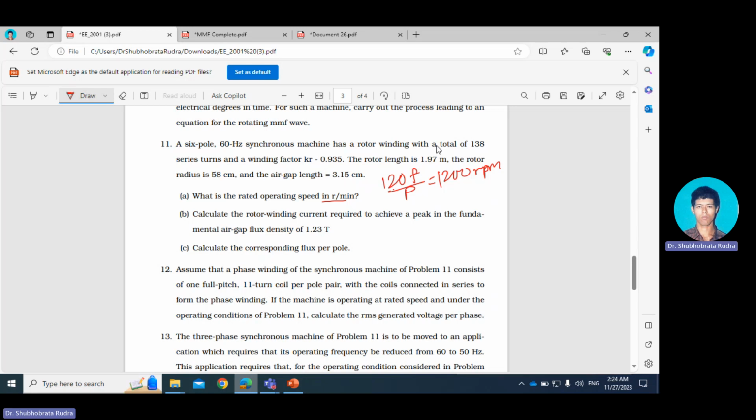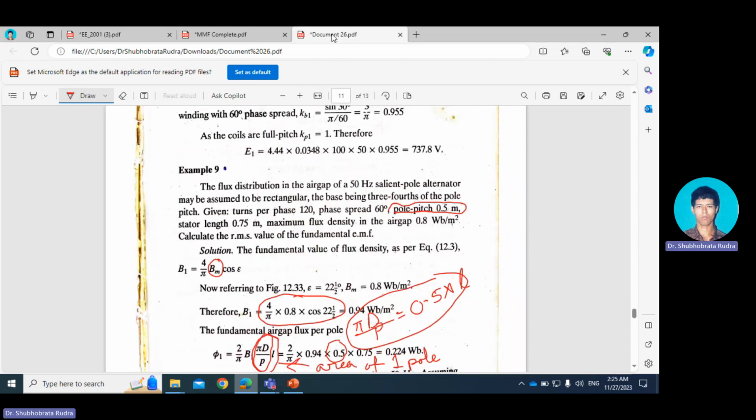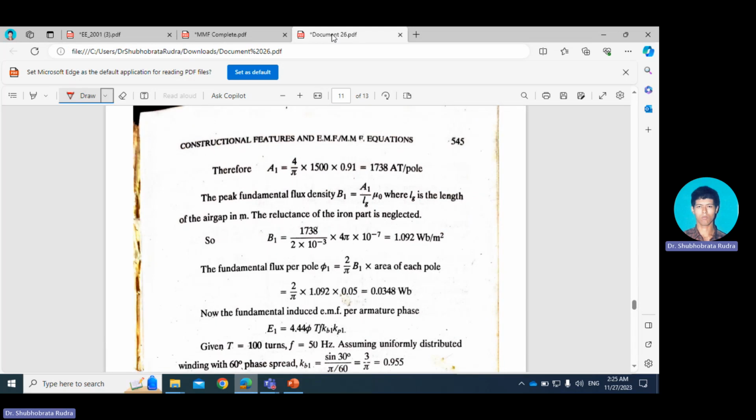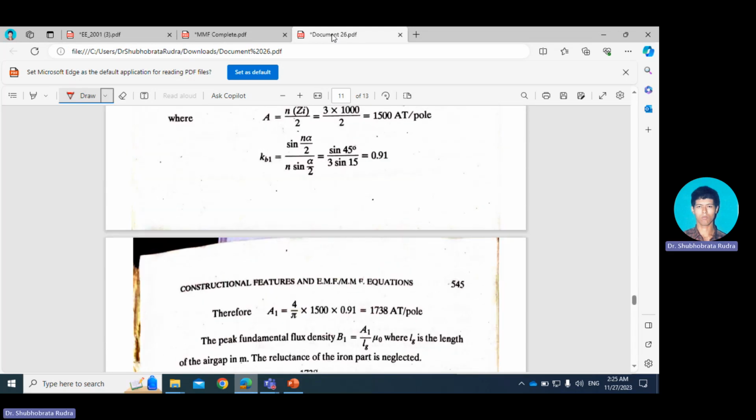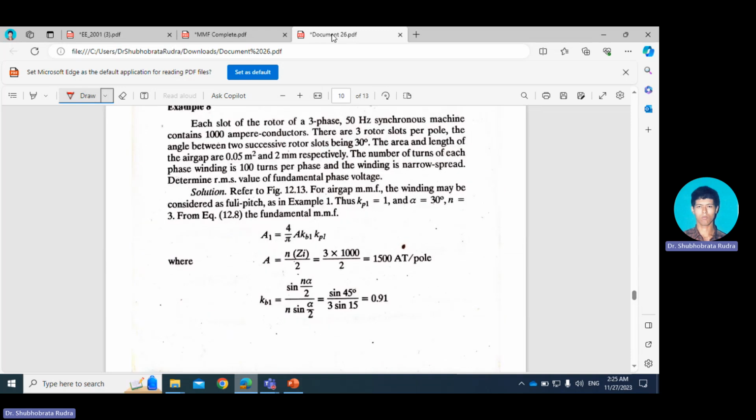Here you have to calculate the rotor winding current required to achieve a peak fundamental air gap flux density of 1.23 T. So here you should apply the same formula that we discussed in this document 26. Today I may not be able to carry out all the calculation, but let me tell you, once you use this formula, you are sure to get the correct answer. This is the formula for your rotor MMF.